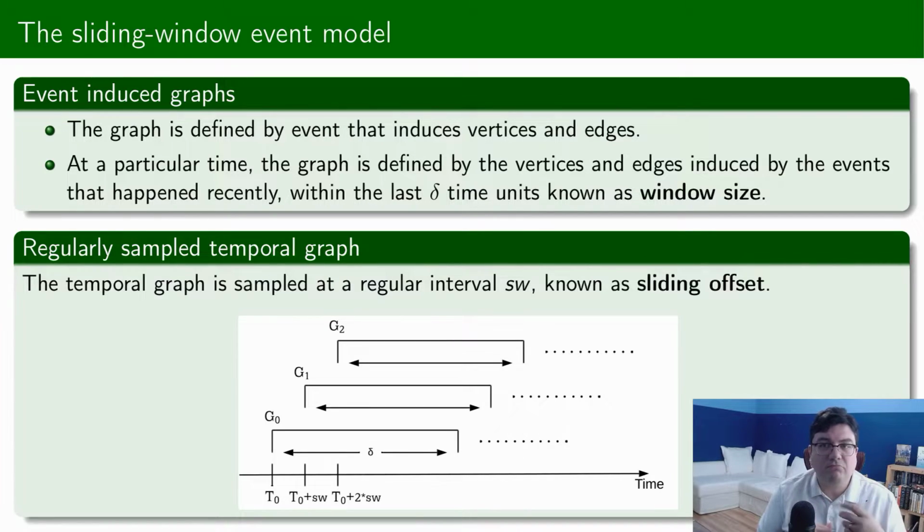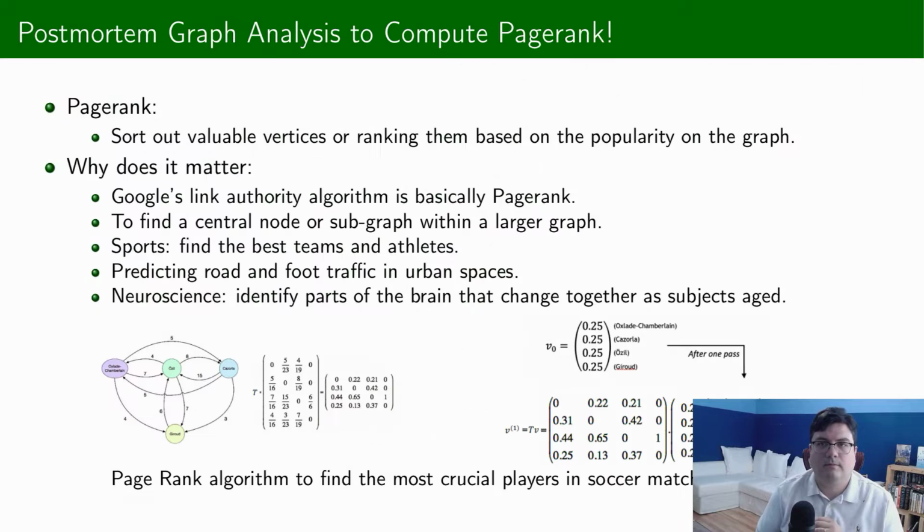The event could be two scientists co-authoring a paper, or two individuals visiting the same establishment at the same time. The edge doesn't stay in the graph unless the interaction is being repeated over time. We will perform the analysis at regular intervals, known as the sliding offset.